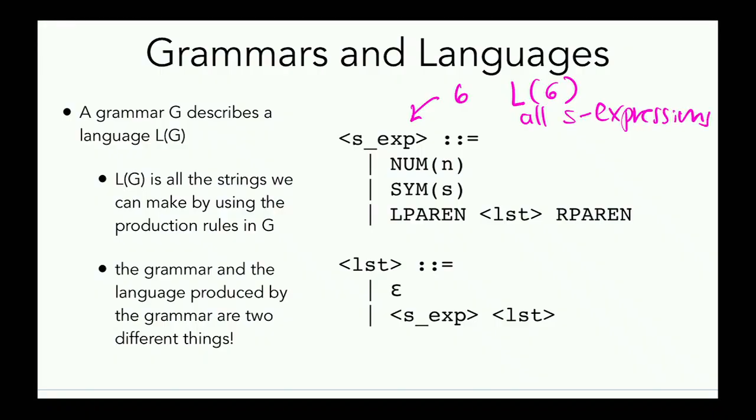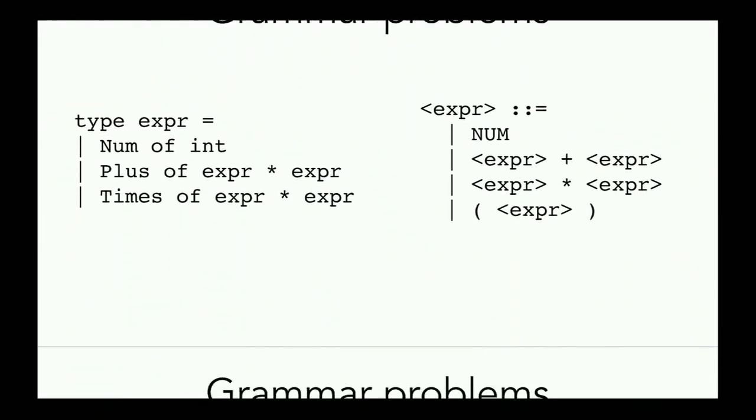Are we all clear on the idea that these are two different concepts, and that when I use the word grammar and the word language, I am going to be referring to two different concepts? Cool. Okay, fantastic. So yeah, all the strings that we are going to count as S expressions would be L of G for this G.